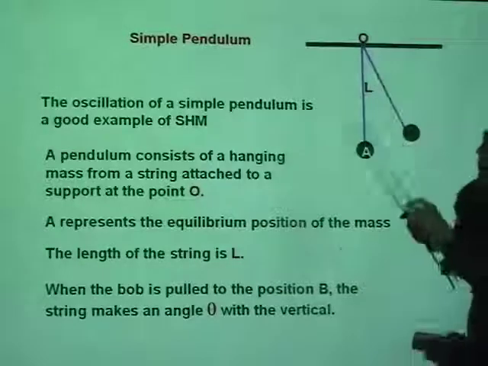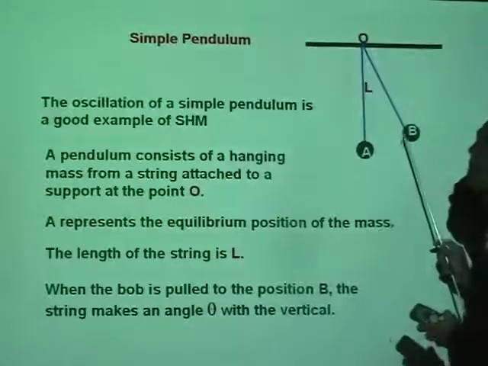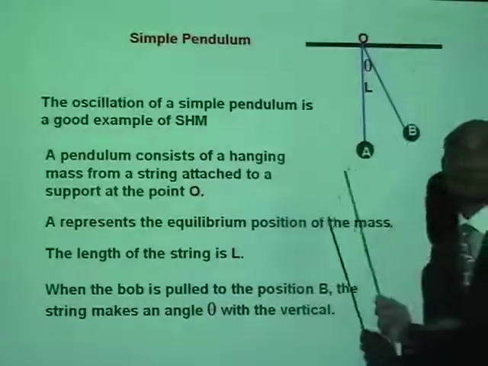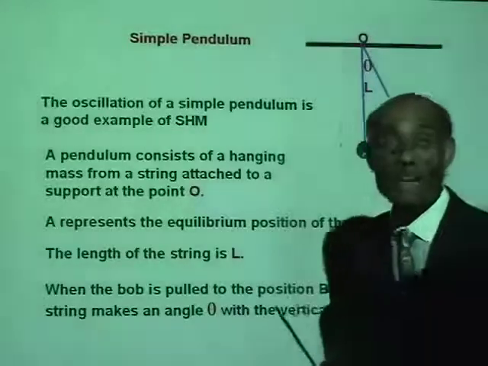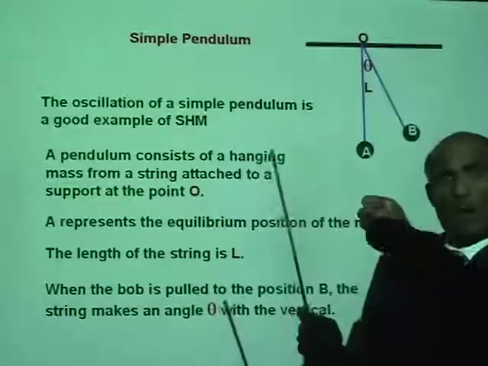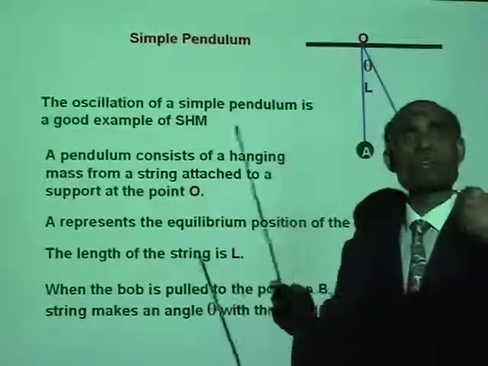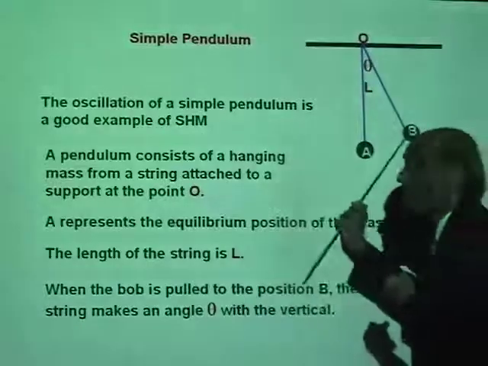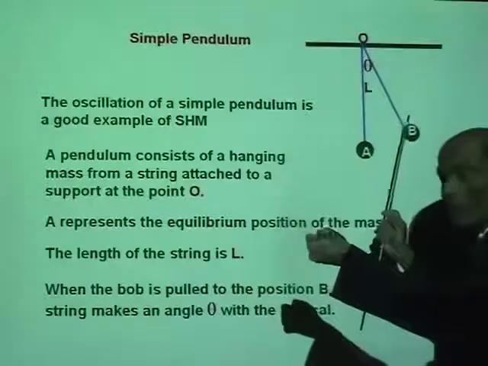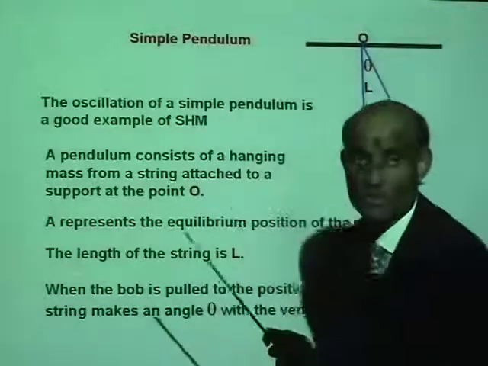When the mass is pulled to one side, to position B, the string makes an angle theta. Now, just like the spring has a restoring force pulling the mass back to the equilibrium position, here again there is a restoring force, which is the component of the weight pulling it back to the equilibrium position.